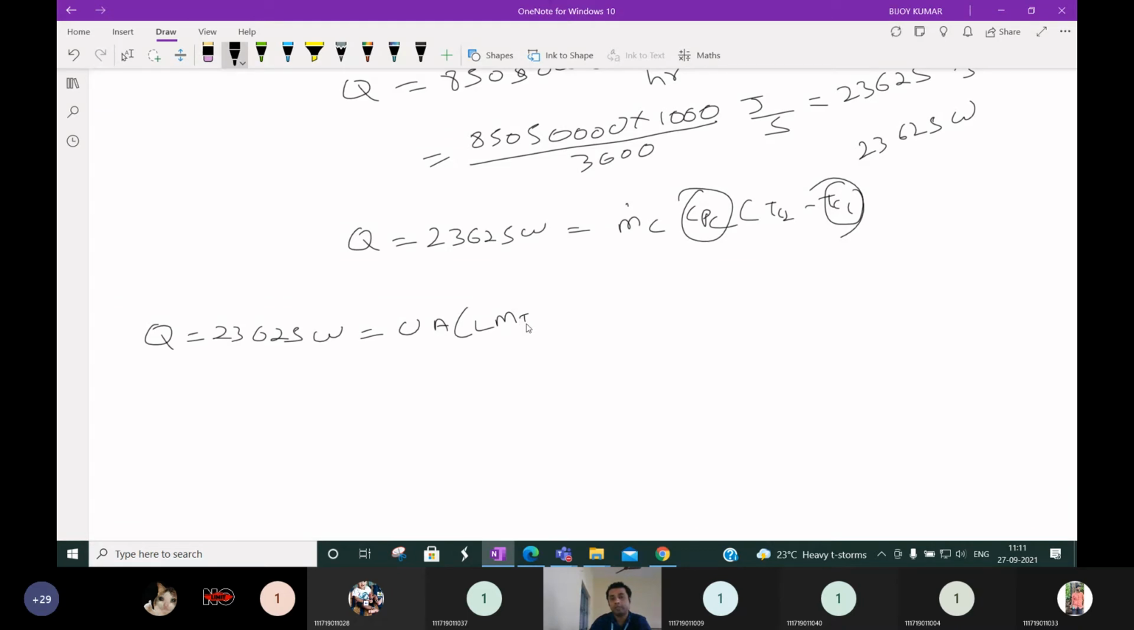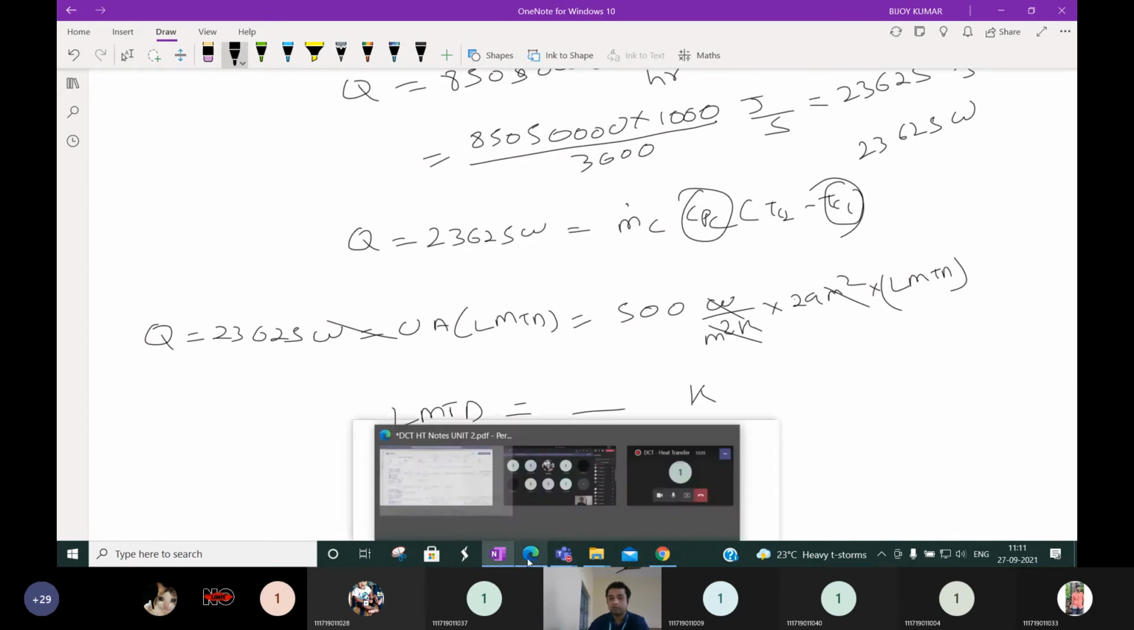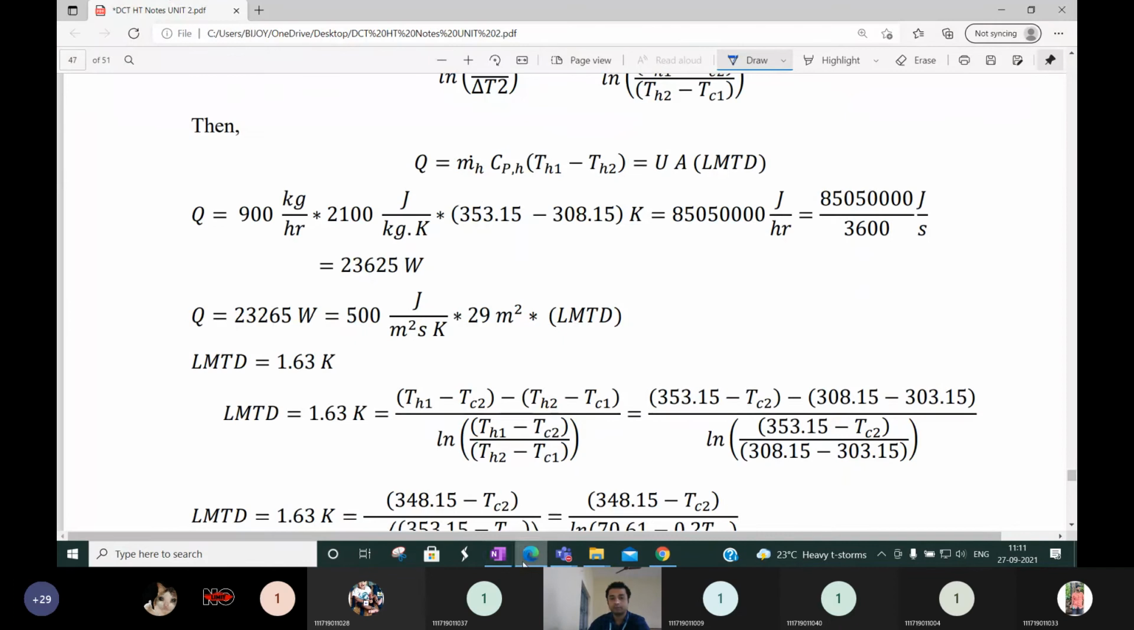Q = UA LMTD. U, how much is given? 500 watt per meter square Kelvin. A is what? Area. How much was given? 29 meter square, into LMTD. Okay, so in this Q, the meter square will cancel. So LMTD we can calculate in Kelvin scale. LMTD will come around 1.63.